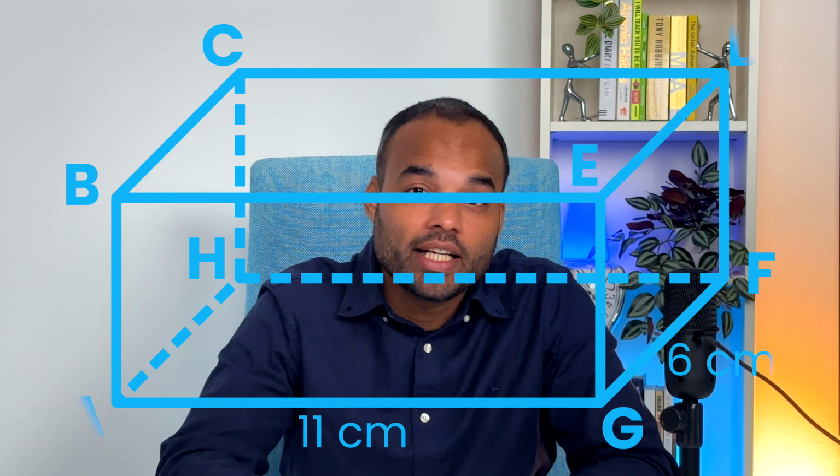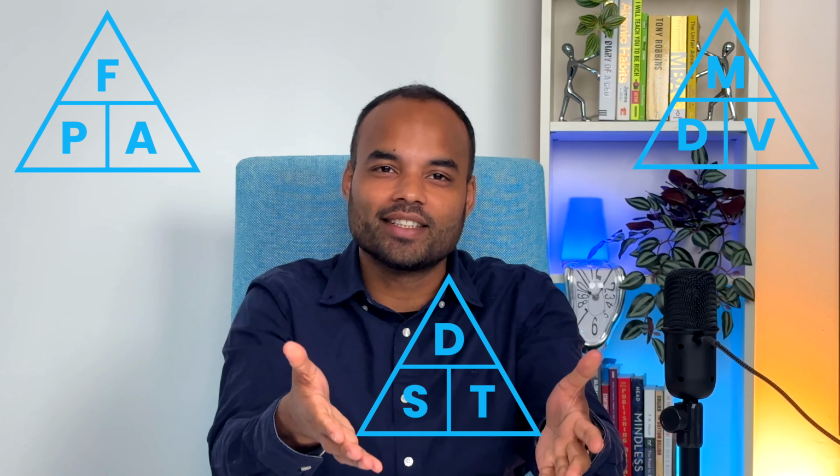Next on our list is changing the subject of a formula. Make sure that you know how to do that. In particular, make sure that you know how to do that when the subject appears more than once. After that, we have compound measures. So make sure that you know your formula triangles for density, mass and volume, pressure, force and area, speed, distance and time.